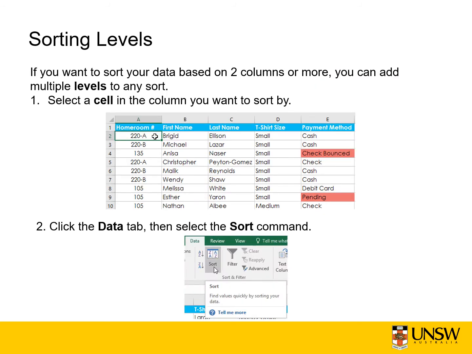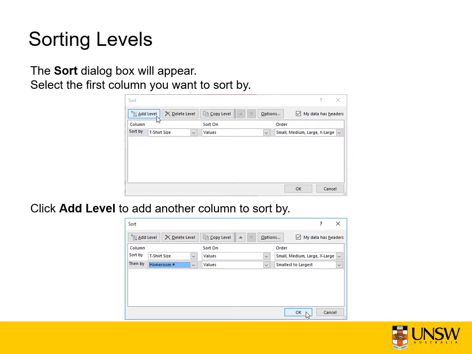When you need more control over how your data is sorted, you can add multiple levels to any sort. This allows you to sort your data by more than one column. For this purpose, select a cell in the column you want to sort by and select the Sort command from the Data tab. After clicking the Sort button, the Sort dialog box will appear.